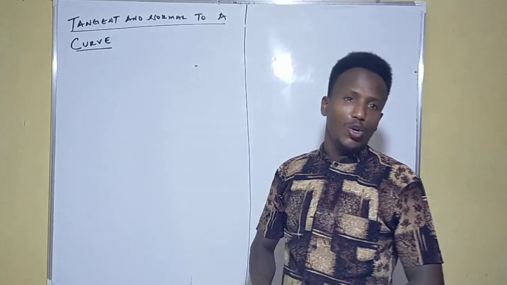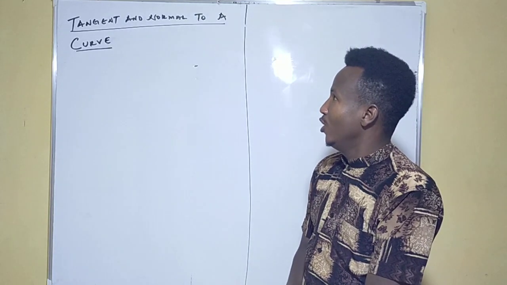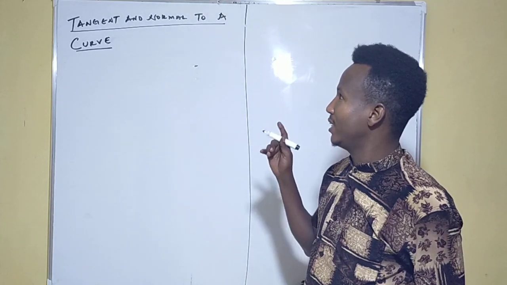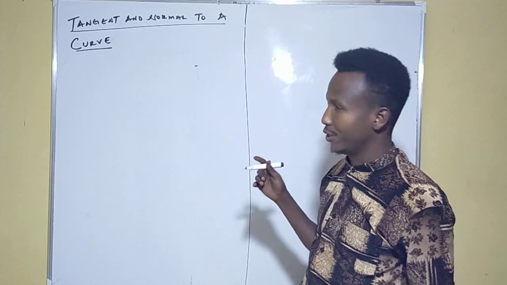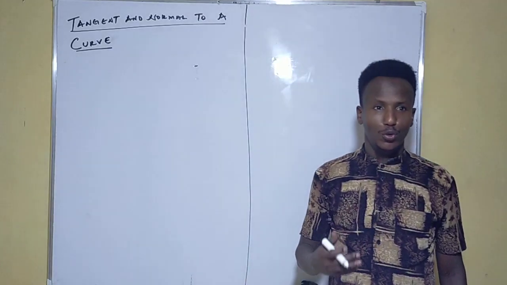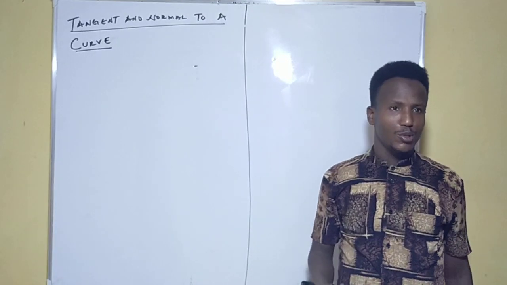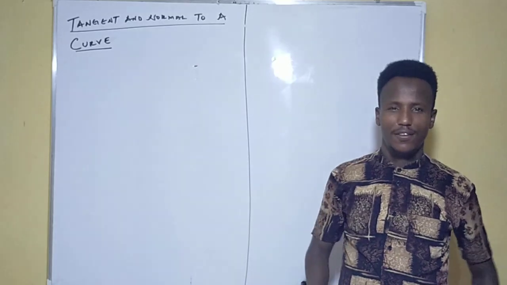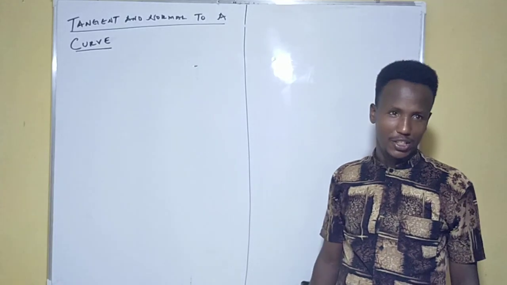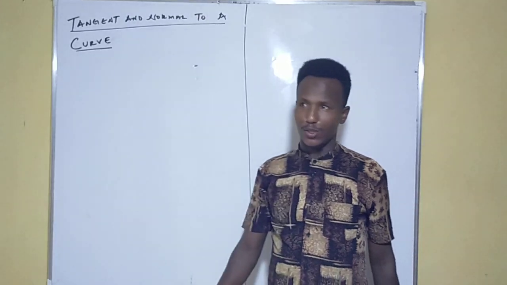We are still within the concept of differentiation. The reason we have tangent and normal to a curve here on the board is that I wanted to give you more examples concerning this chapter, because it is very rampant and has very many examples about cases, as you know.